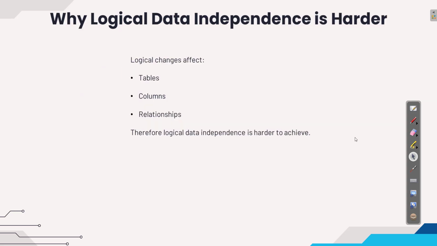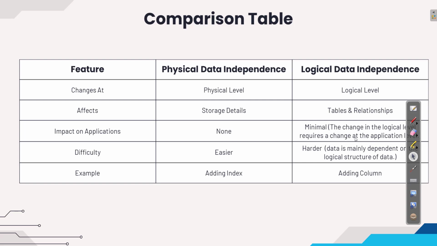Why is logical data independence harder? Because the changes impact the tables, columns, relationships. Therefore the logical data independence is harder to achieve than the physical data independence. So here is the comparison table.